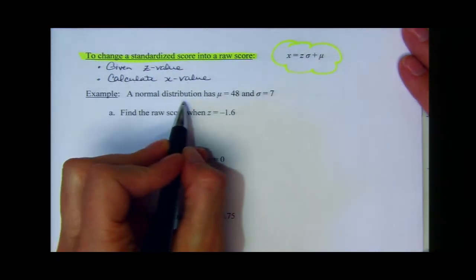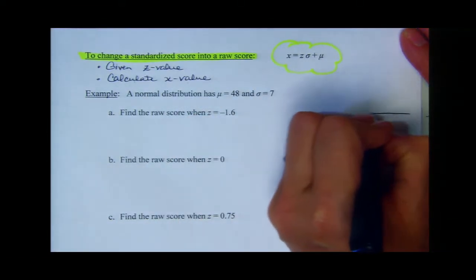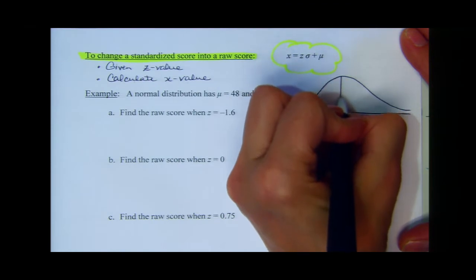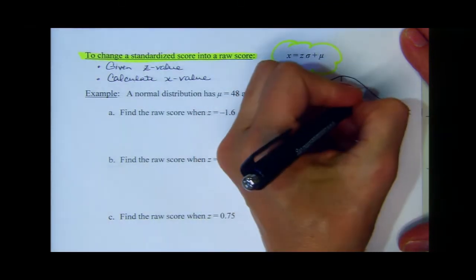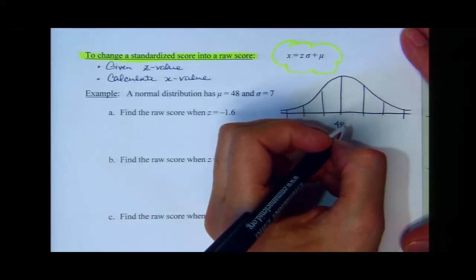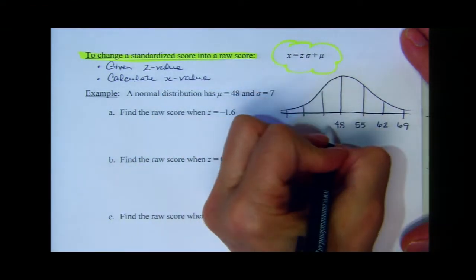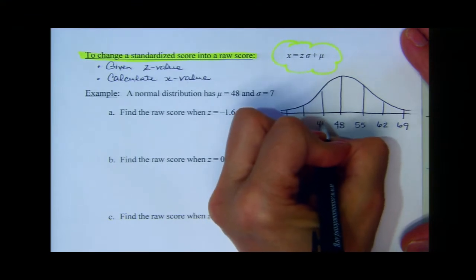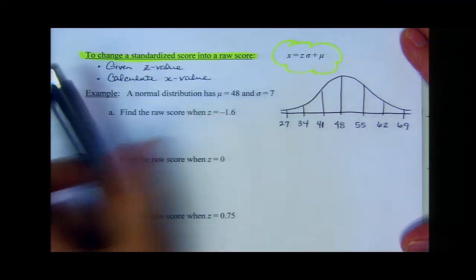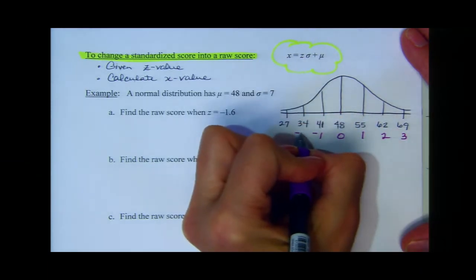All right, so a normal distribution has mu of 48 and sigma of 7. Now again, if it doesn't ask you to, you don't have to draw the picture. I'm just going to continue to do so for my visual learners. So mu is 48. As I go to the right, I add 7. So 55, 62, 69. As I go to the left, I'm going to subtract 7. So 41, 34, and 27. Now those are raw scores. If I looked at my standardized, it would look like this.